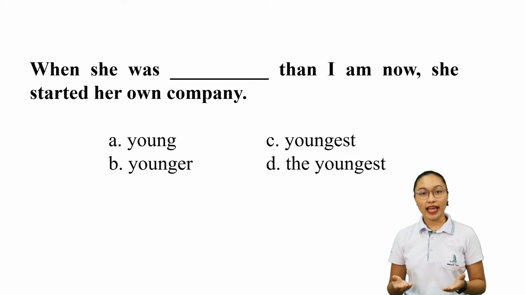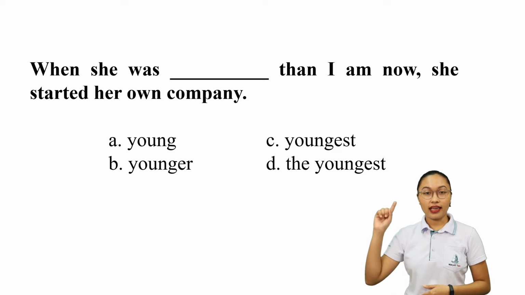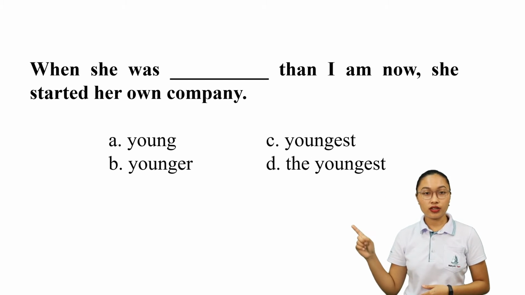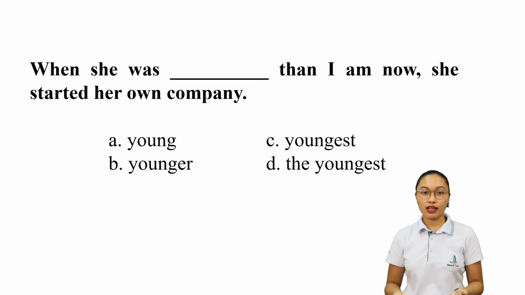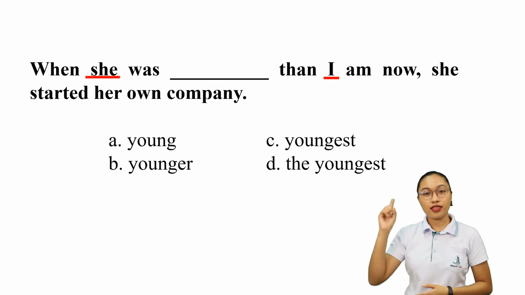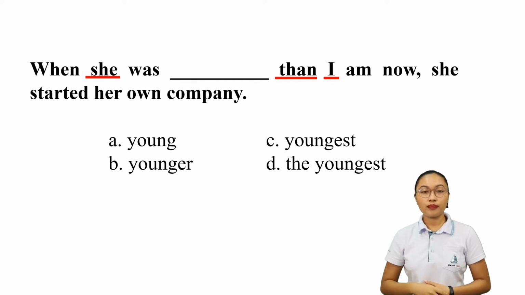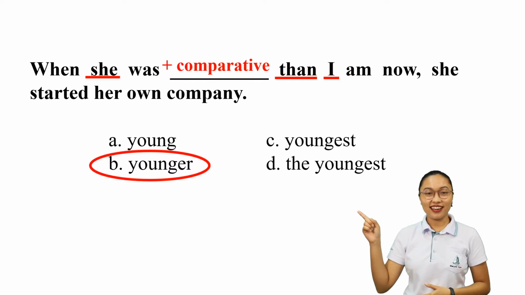When she was blank than I am now, she started her own company. A. Young, B. Younger, C. Youngest, or D. The youngest. Here, we are comparing two people, which are she and I. Hence, we have than as a clue. What comparison adjective should be used then? Great, comparative adjective. So the answer is B, younger.